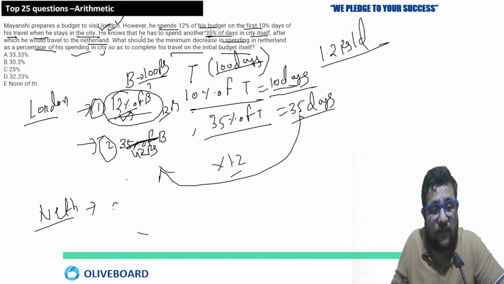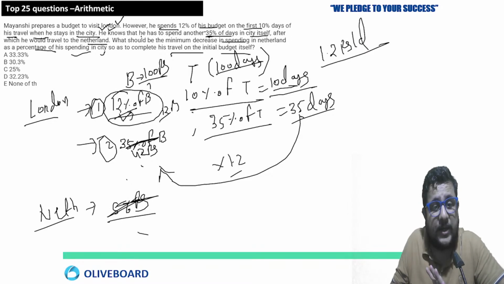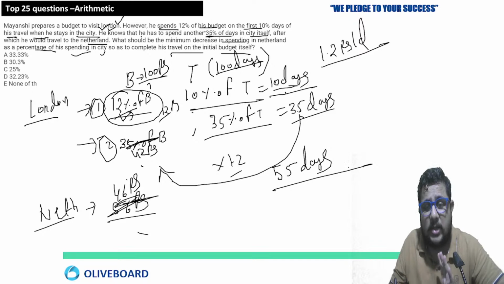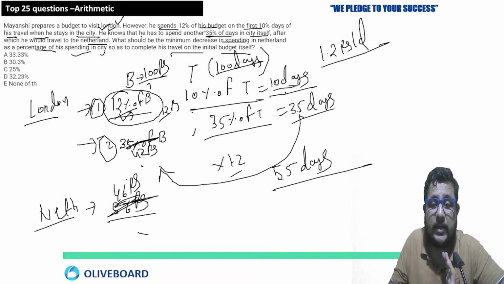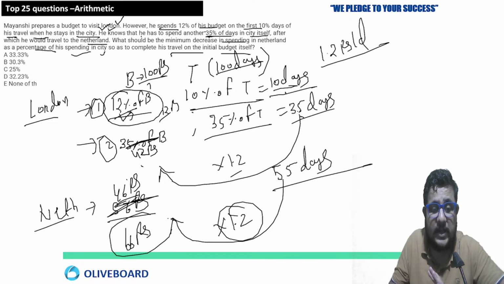So Netherlands. So 56 rupees left now. Sorry, not 56. 42 plus 12, 54. So 46 rupees left now. And another 10 plus 35, 45 days spent, 55 days left. So just use the rule. Right now he is having less money because, as per the previous expenditure rate, he will spend 1.2 times the days, 66 rupees he has to spend, but he is having only 46.